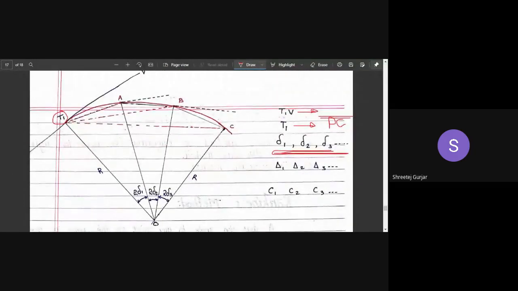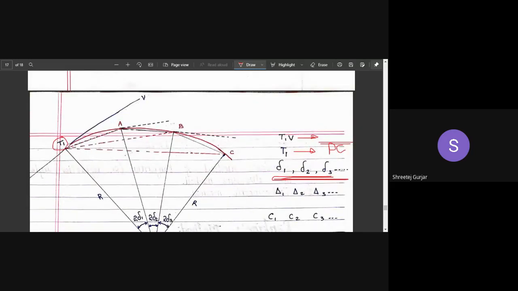This is your radius, and this is your tangent at this point. If you draw a tangent to this curve at this particular point, perpendicular to your radius, it will be this T1V. Next, this is your point of interest A. So you draw a chord, and this is your tangential angle, delta.